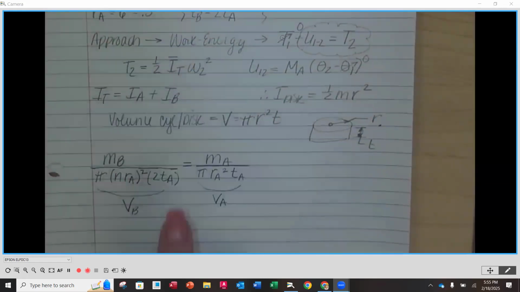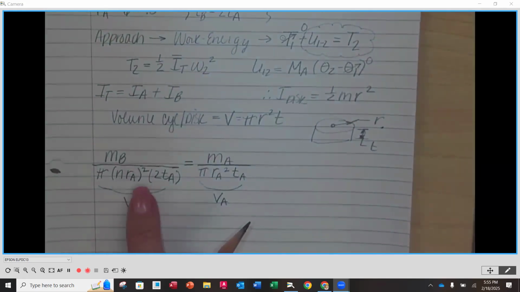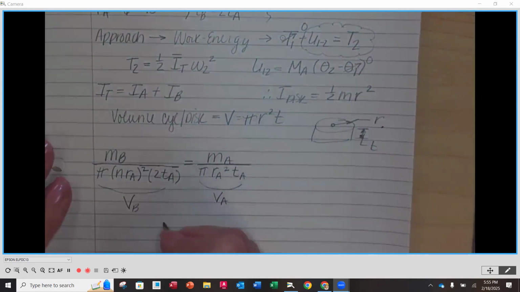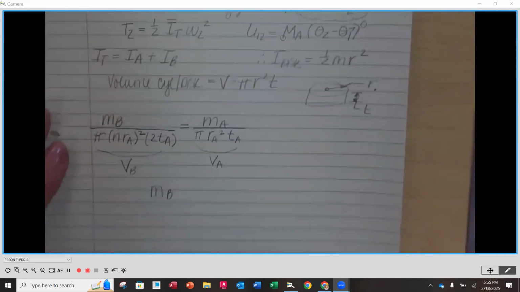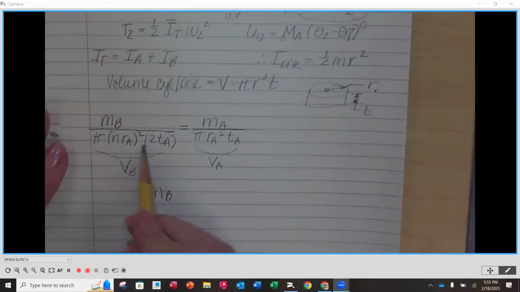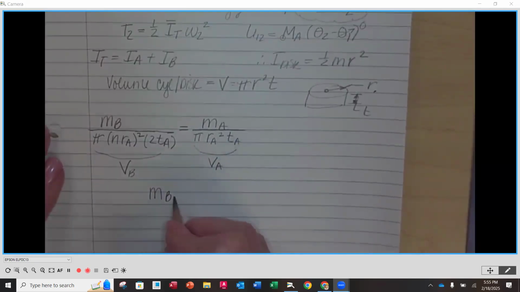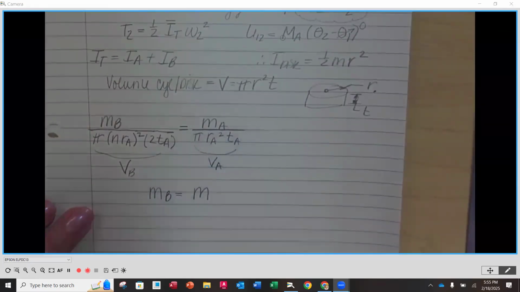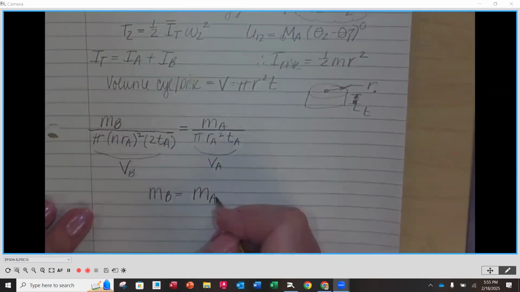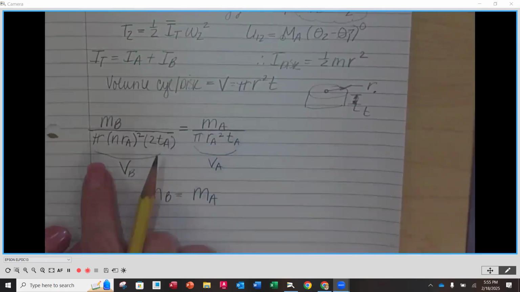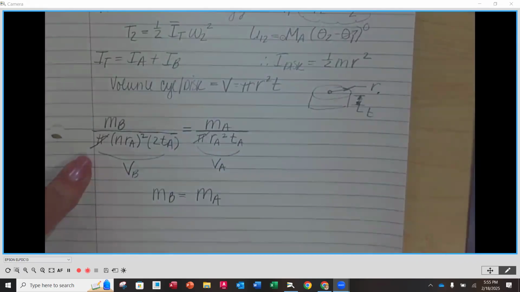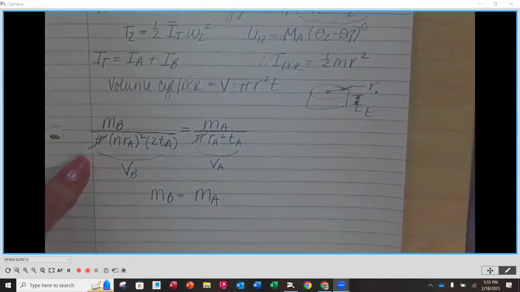But to get the mass of B, we're going to use what we have here. So now I'm going to solve for the mass of B here. And I'm going to take all of this and multiply it up. So the mass of B is going to be equal to the mass of A. And I'm actually going to get rid of my pi's first because they cancel on either side of the equal sign. So we don't need to worry about that.